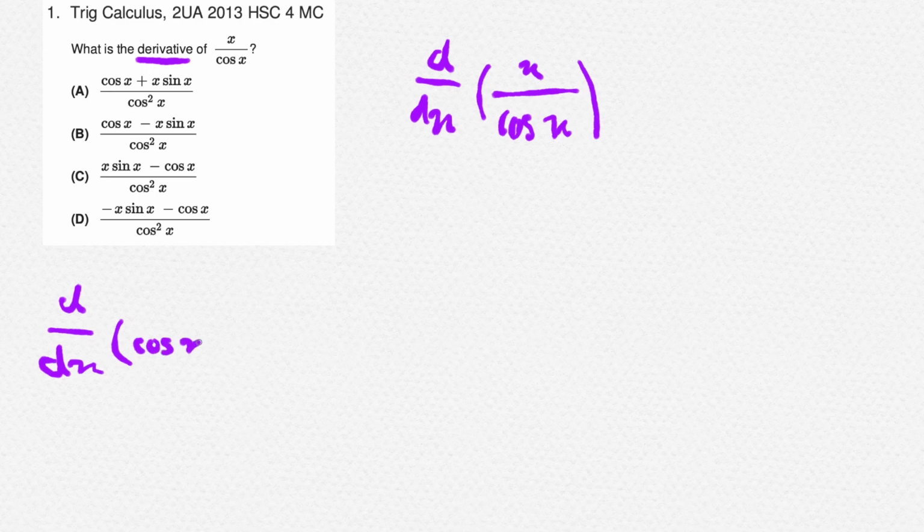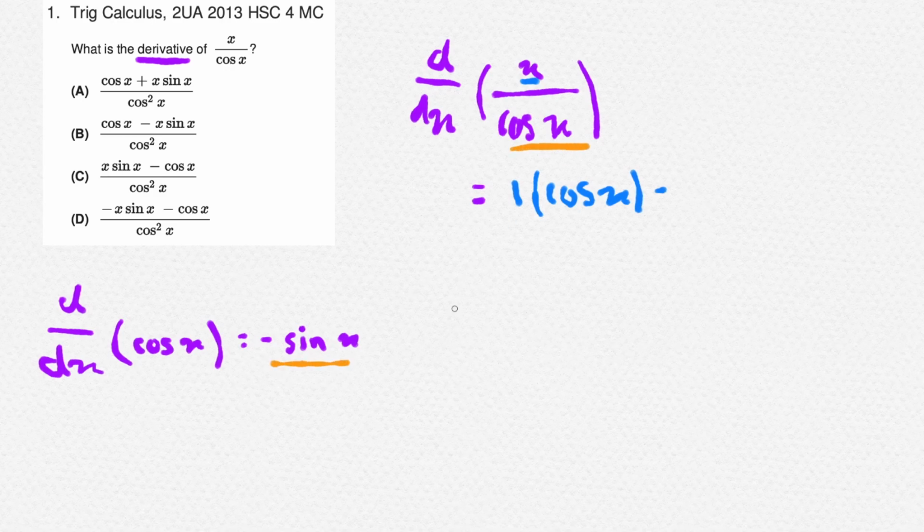So what is the derivative of cos x? The derivative of cos x is equal to minus sine x. Keep this rule in mind as we will use this a lot in this video. So now let's begin writing our working out. The derivative of x is 1, so we can write 1 times cos x minus cos x, which is going to become minus sine x because we derive it, times by x.